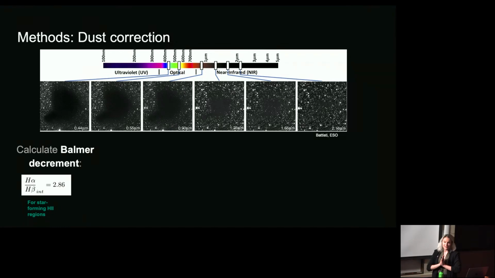So dust is an ongoing challenge in extragalactic astronomy because we have to consider the dust in our own Milky Way, but then the dust in the galaxies we're observing. And it can scatter or absorb almost half of the intrinsic light coming from the galaxies. So it's very important. And the most robust method that we have so far is using what we call the Balmer decrement, which is this ratio of hydrogen alpha to hydrogen beta. And in these star-forming galaxies, that intrinsic value should be about 2.86. So we can consider any deviation from that value to be due to dust.